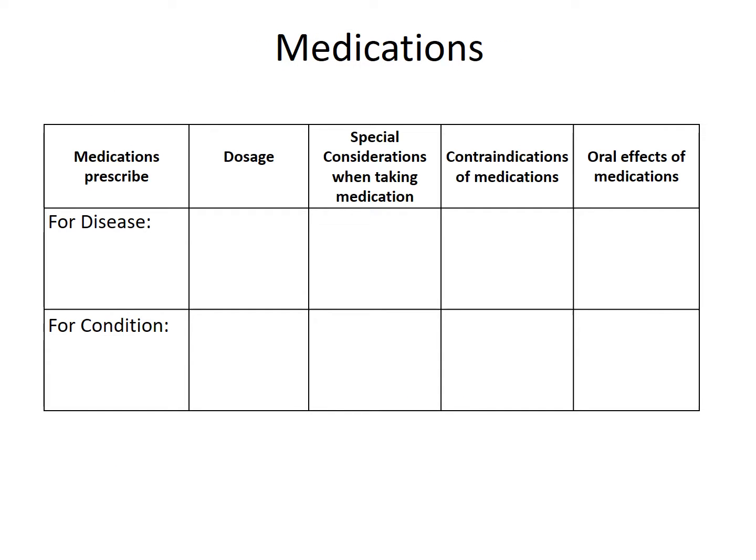From assignments 5 through 10, select a disease and condition. Transfer that information to the following slides. Select a medication for your disease and a medication for your condition. Identify dosages, any special considerations while taking the medication, contraindications of the medication, and any oral effects of the medication.